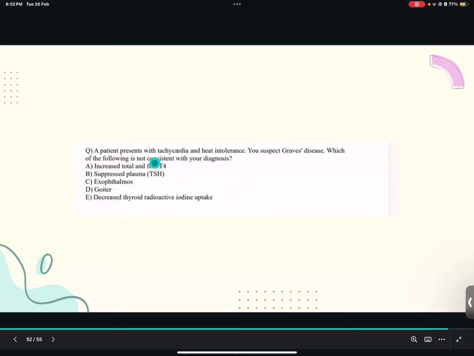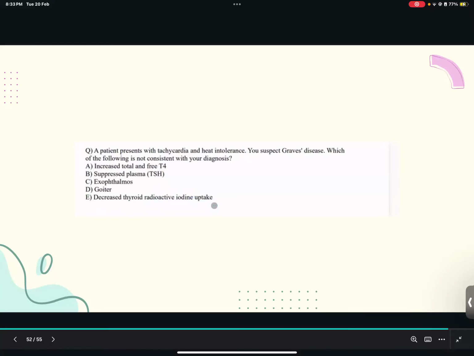and let's explain why. Now, Graves' disease, like we said, is hyperthyroidism, so increased levels of thyroid hormone, decreased levels of TSH. So an increase in total free T4 is consistent with your diagnosis, so it can't be A. Suppressed plasma TSH is also consistent with your diagnosis, so that can't be the answer. And you'll often see an exophthalmos and goiter with Graves' disease, so those also cannot be the answer. So the only one that's not consistent with your diagnosis is decreased thyroid radioactive iodine uptake.